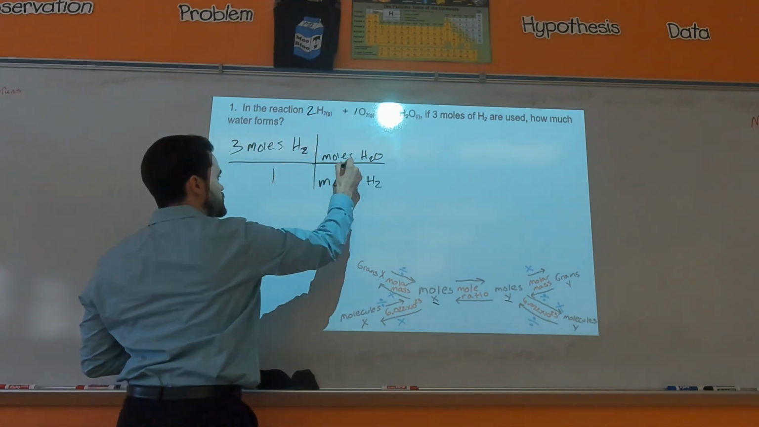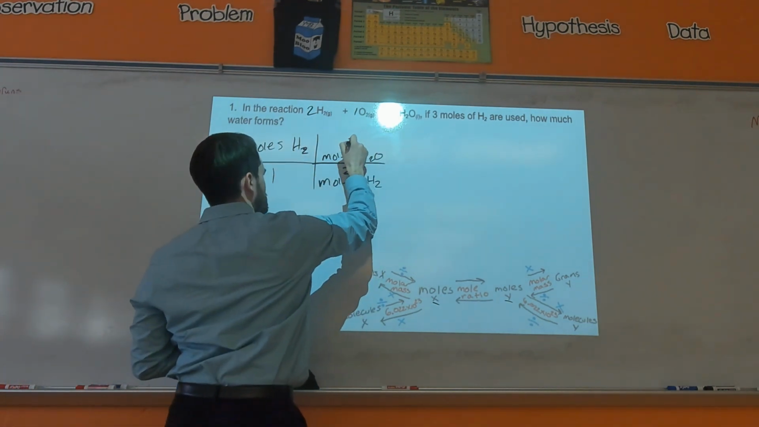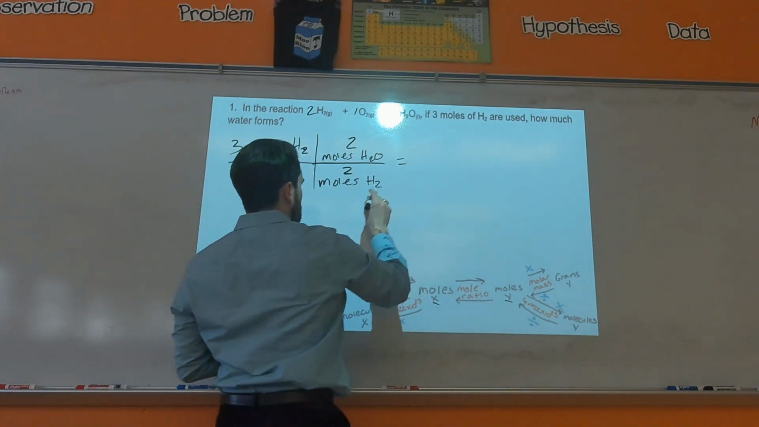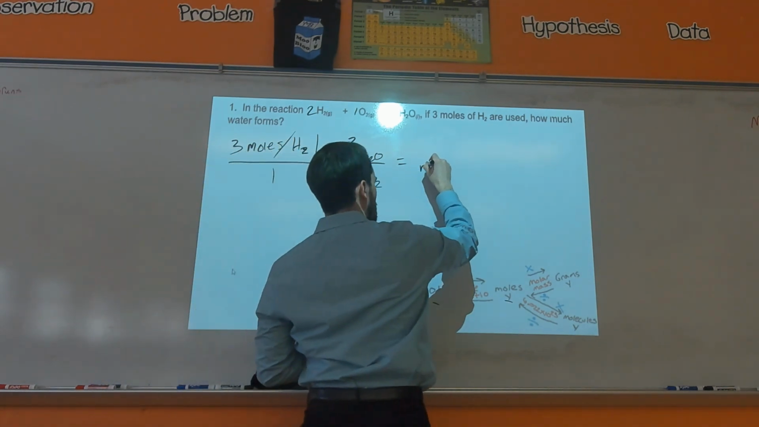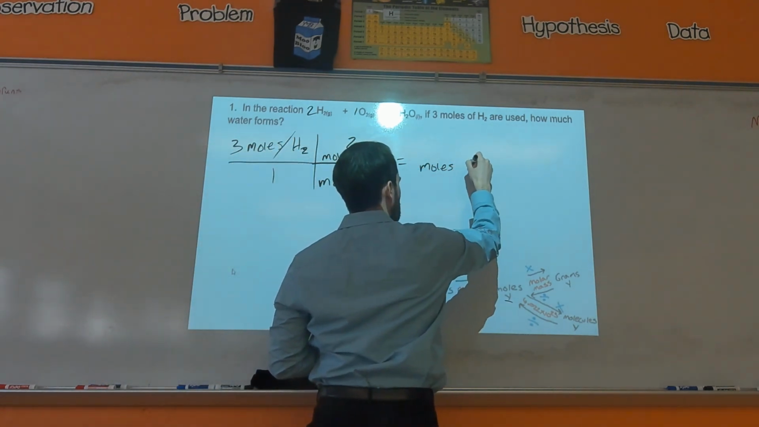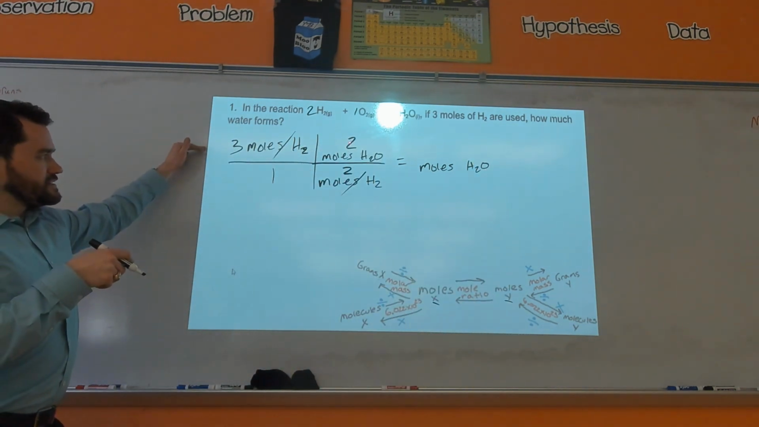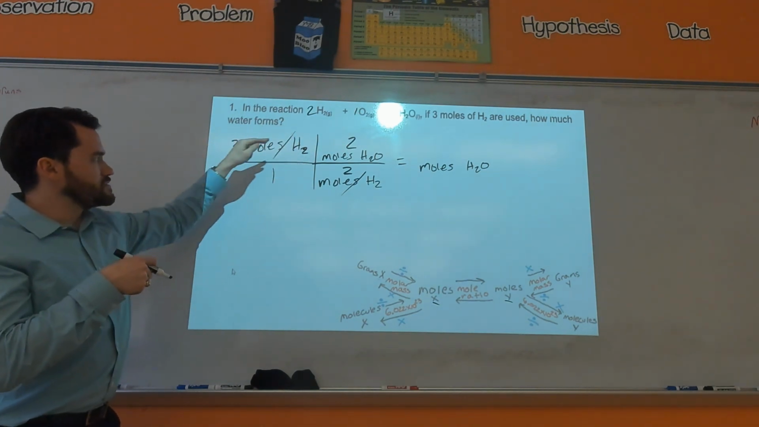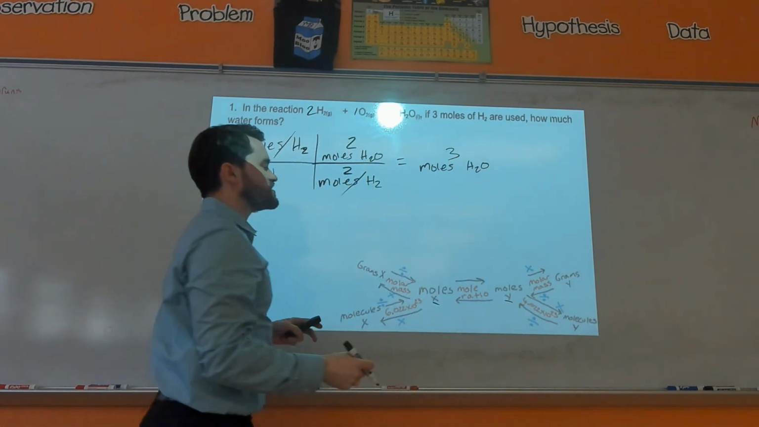I have a coefficient of 2 in front of the H2, so it's 2 moles of H2 for every 2 moles of H2O. Okay? So then units cancel, moles of H2 cancel, and our ending answer, what we wanted to find, is how much H2O. So moles of H2O is our answer. So you'd have 3 times 2, multiply across the top, and then divide across the bottom. So 3 times 2 is 6, divided by 2 is 3. So 3 moles of H2O.